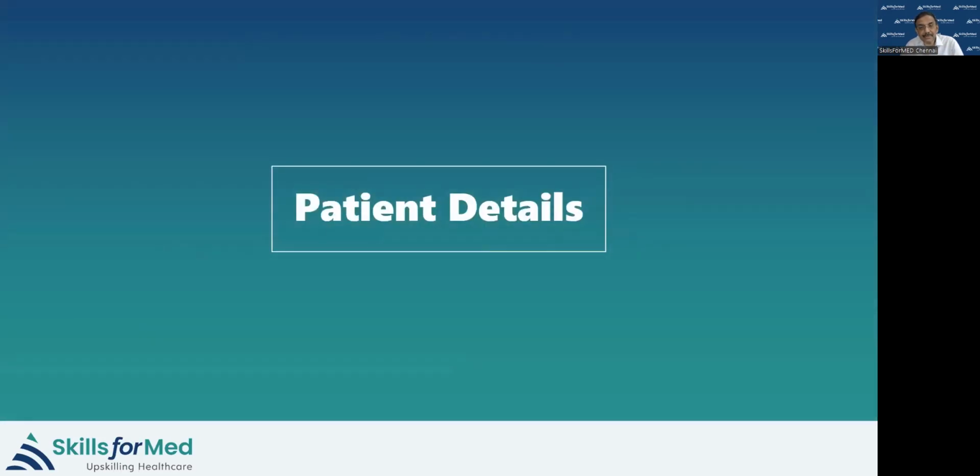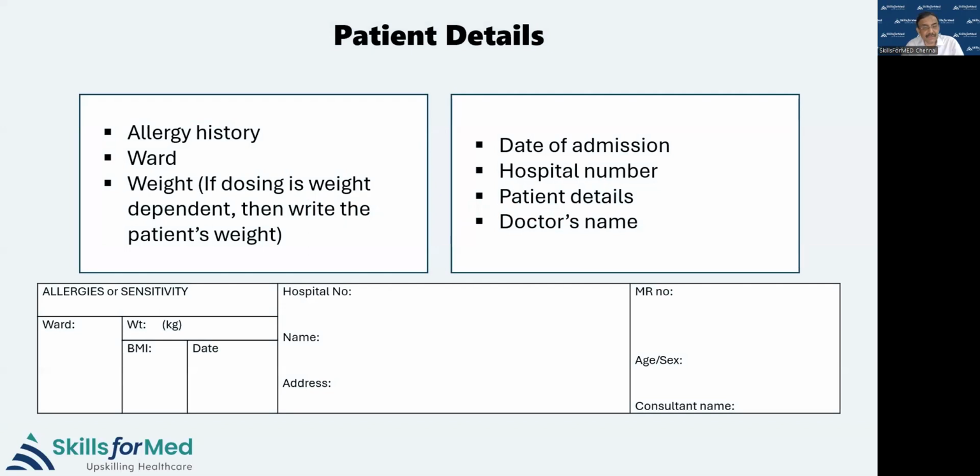So let's first start with the patient details. The patient details, as you can see here, this is just a part of the drug chart, which will be on the top, where you need to write the allergy history or sensitivity, which ward the patient is in, the weight, because it's for dosage dependent drugs you need that, and the date, the hospital number, the name and address of the patient, or usually we stick a label now, and the patient's age and sex and the consultant in charge doctor's name. So this is the patient details which should be there in every drug chart.